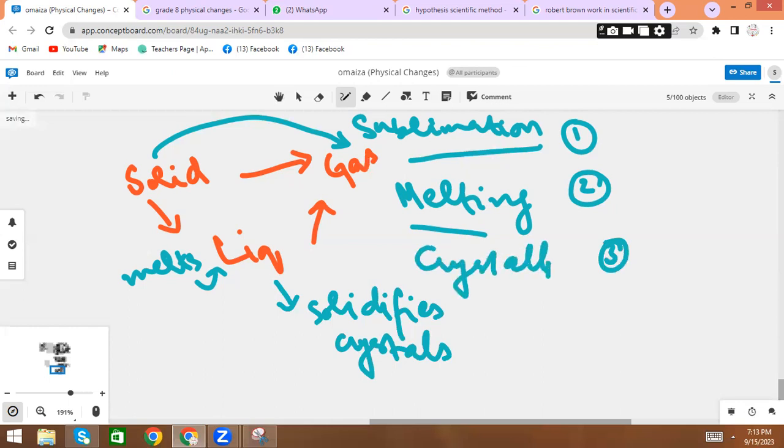Maybe this is not in your syllabus. You have sublimation and melting. Crystallization is when tiny crystals are formed, like salt in its crystalline state. That is how salt is formed, through crystallization.